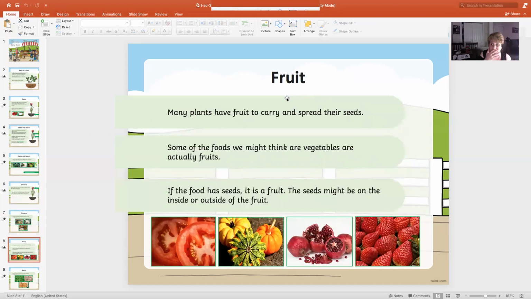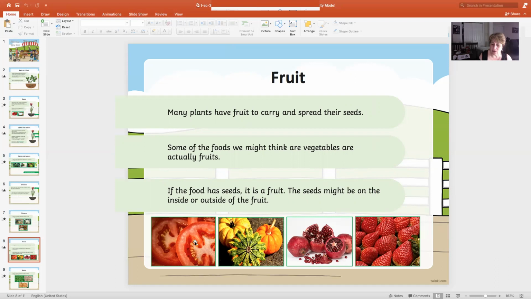Fruit. Well, fruits grow from flowers too, and they grow out of the flowers. Many plants have fruit that carry and spread their seeds. Some of the foods we might think are vegetables are actually fruits. If the food has seeds in it, then it's a fruit. The seeds might be on the inside or the outside of the fruit, like these.